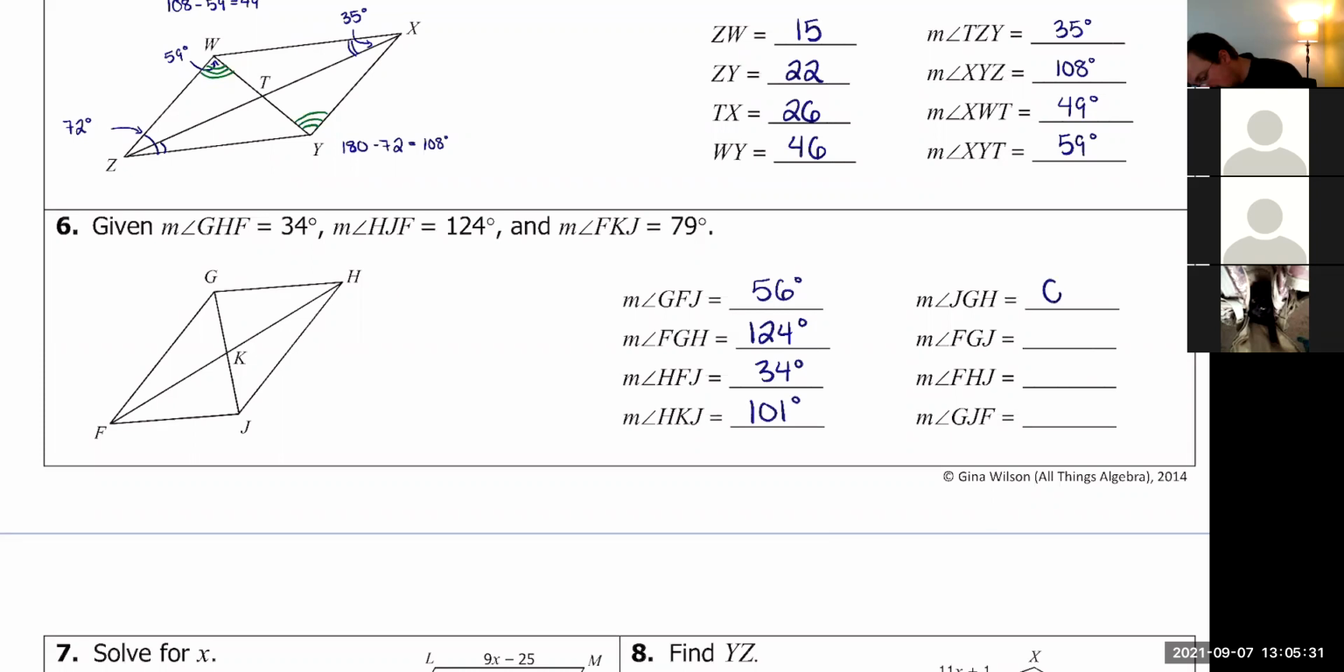JGH is going to be 67 degrees. FGJ is going to be 57 degrees. FHJ is 22 degrees. And GJF is going to be 67 degrees. Now, again, it's just a process of going through and very carefully working your way through the angles that you have, always remembering what it is you've already found, because sometimes those values will help you with later measurements.